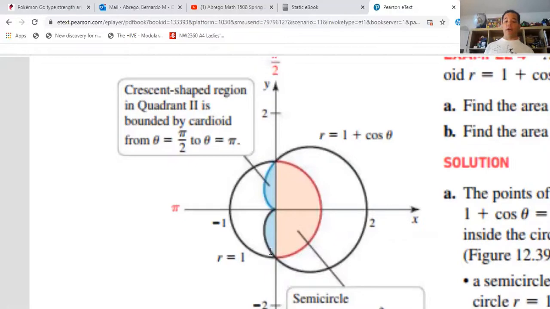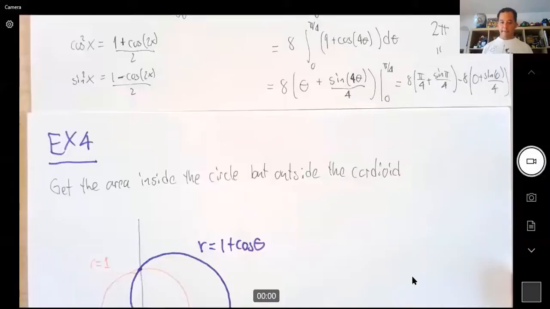Or here's another way. We could get the light blue and the red together. We can take the circle, figure out the part that's outside, and then subtract that from the total area of the circle. That's a way of doing both at the same time. So let's try that. Let's start by setting up the area inside the circle but outside the cardioid. We'll at least start setting up the integral.